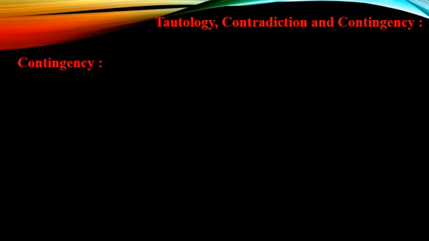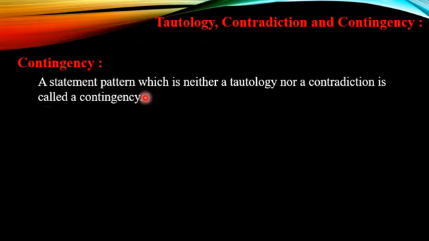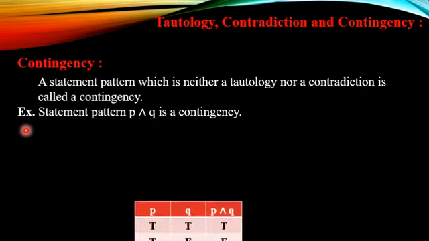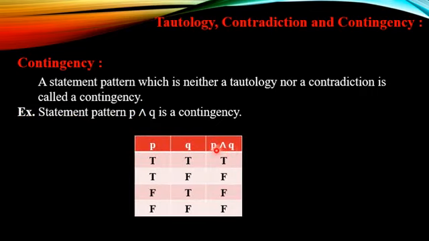Next, contingency. The definition is: a statement pattern which is neither a tautology nor a contradiction is called a contingency. For example, the statement pattern P and Q. The truth table of P and Q is this one. Now the truth values of P and Q are T, F, F, F. That means the truth values of the statement pattern are not all T as well as not all F. That means this statement pattern is neither a tautology nor a contradiction. That means this statement pattern is a contingency.